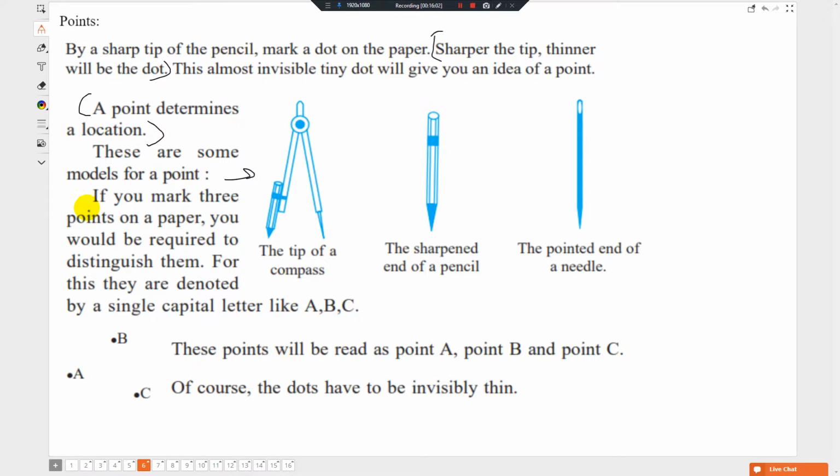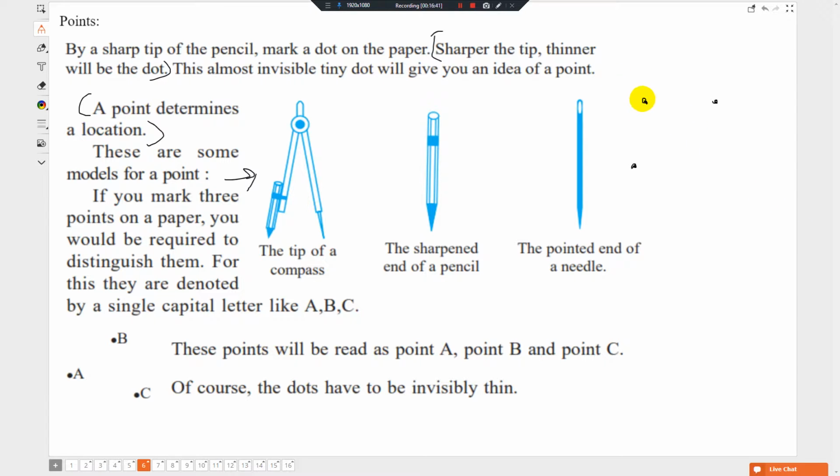Okay, if you mark 3 points on a paper, you would be required to distinguish them. For this, they are denoted by a single capital letter, like A, B, C. These points will be read as point A, point B, and point C. So, if we mark three dots and we have to distinguish them, what do we have to do? How can we differ them?